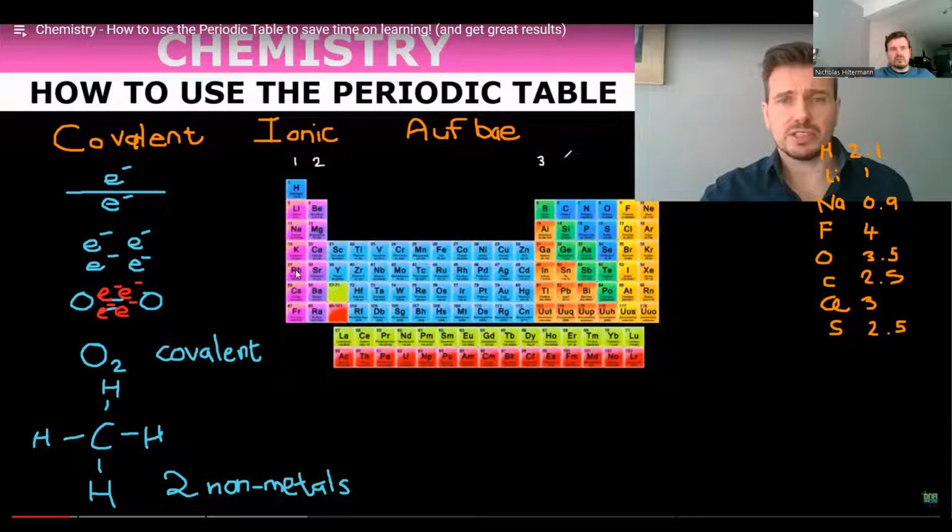So your metals are generally on this side of the table. Obviously, we know hydrogen is not a metal, but they're generally on the left-hand side. And your non-metals are usually on the right-hand side. So we know aluminium is a metal, but all of these here are non-metals. If you want a quick cheat sheet, your ionic bond is between things on the left-hand side and things on the right-hand side, but more specifically, it's a metal and a non-metal.